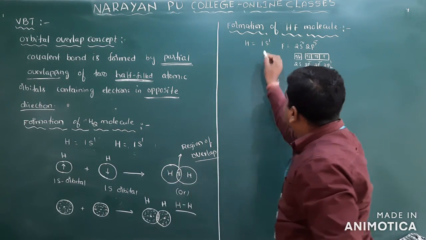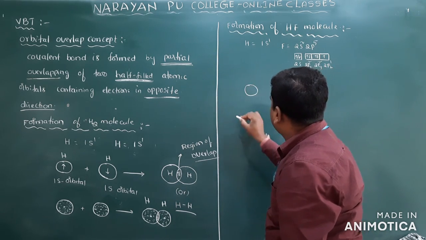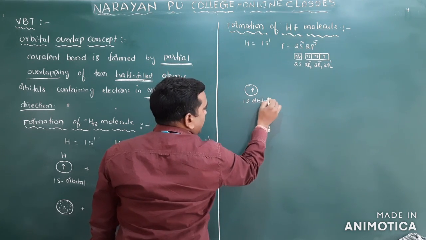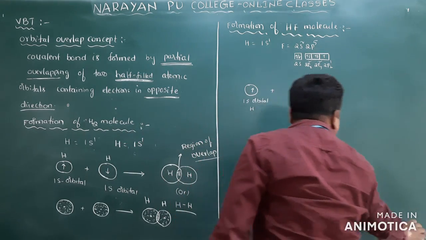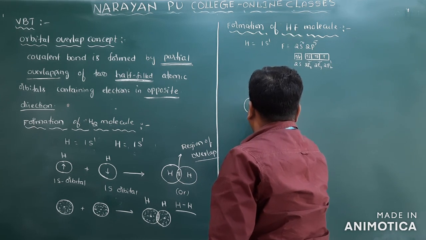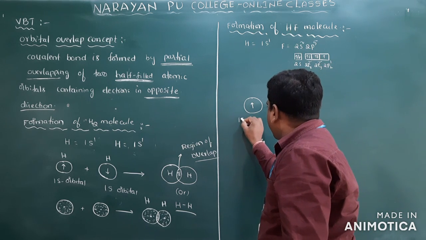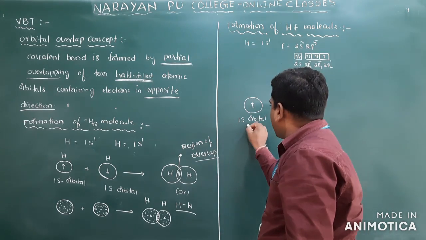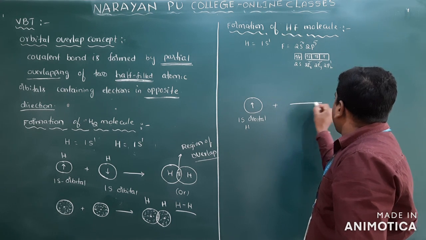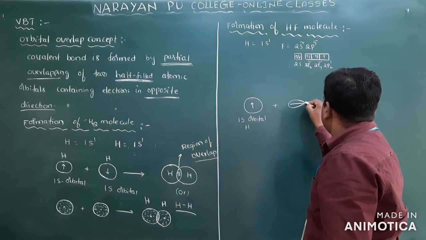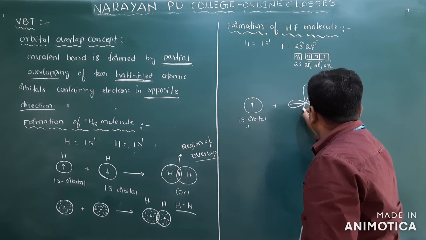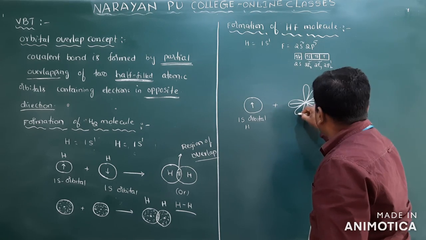So that's what happens. This is the 1s orbital with 1 electron, the 1s orbital of hydrogen, plus the nucleus of fluorine with its 1s orbital. Here the 2px, 2pz and 2py are there; I will write all the p orbitals here. This is 2pz, this is 2px, and this is 2py.